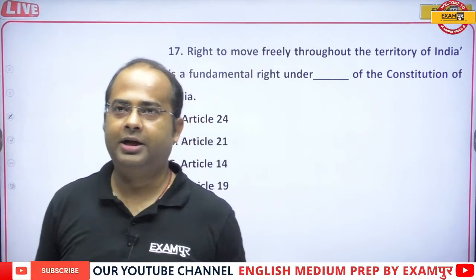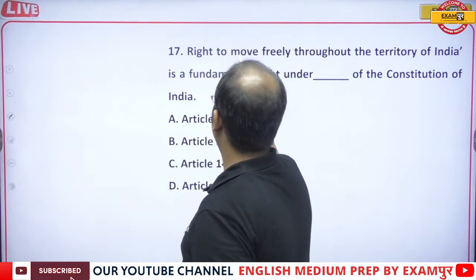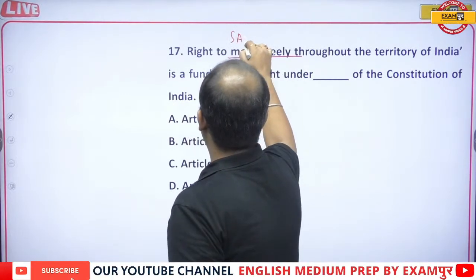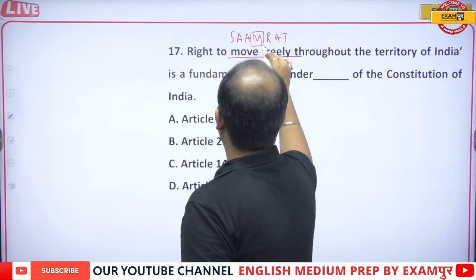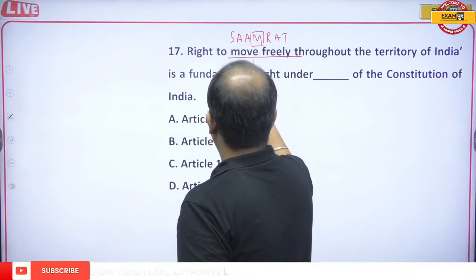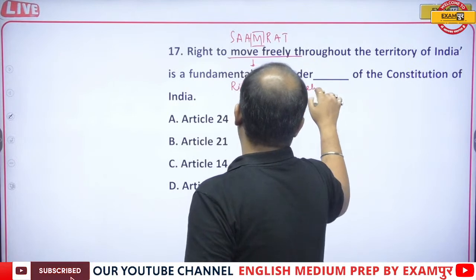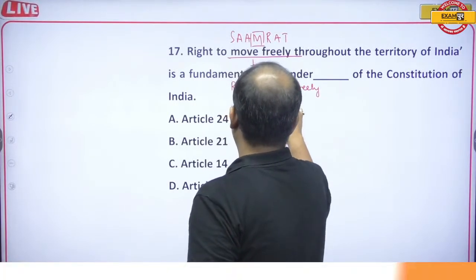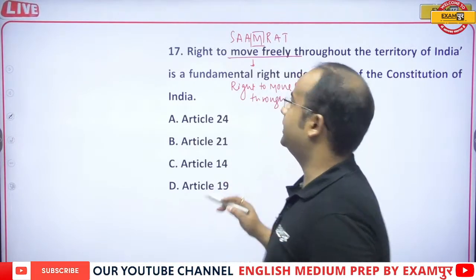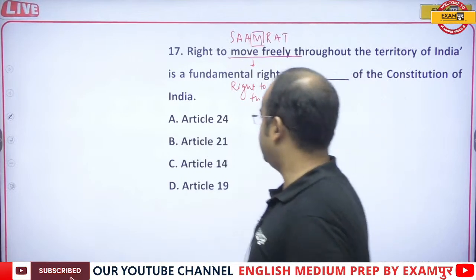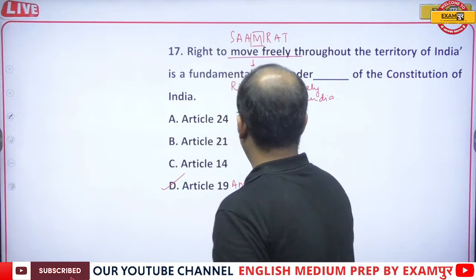Okay guys, let's see the correct answer. That is the trick, if you remember, it is the Samrat trick. Right to move freely throughout India. So that is option M. And that is under Article 19. That is the 6 democratic freedoms.